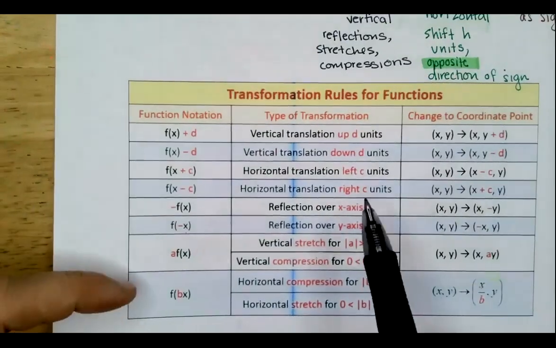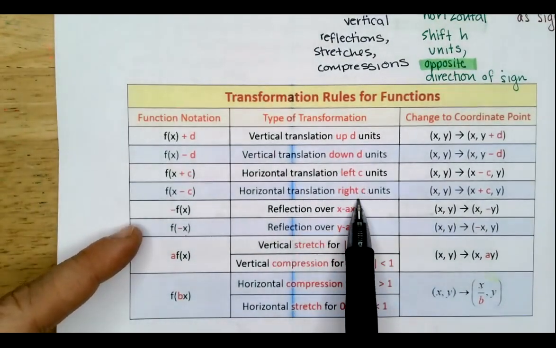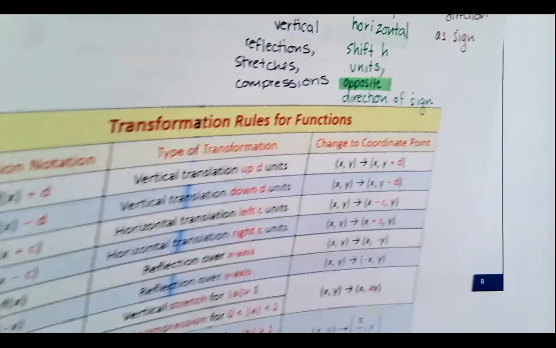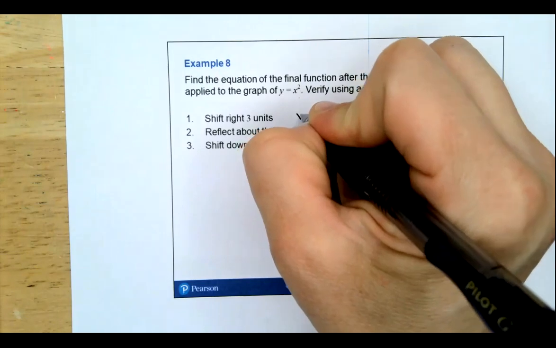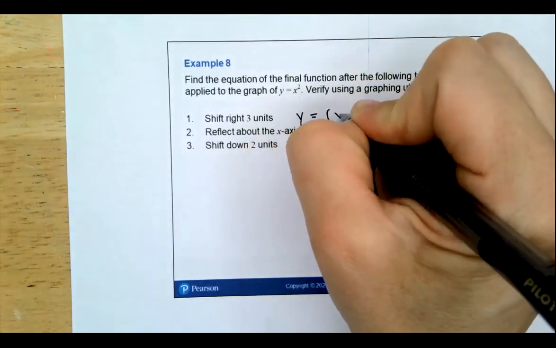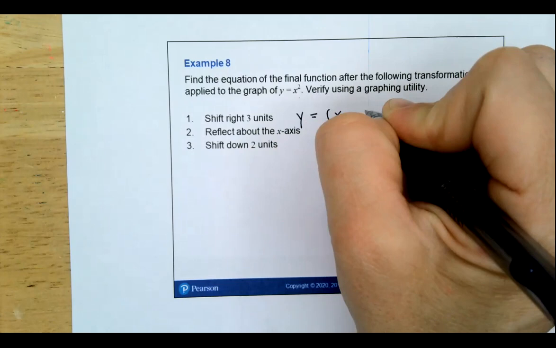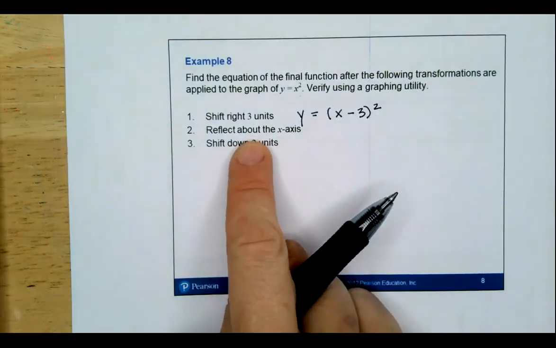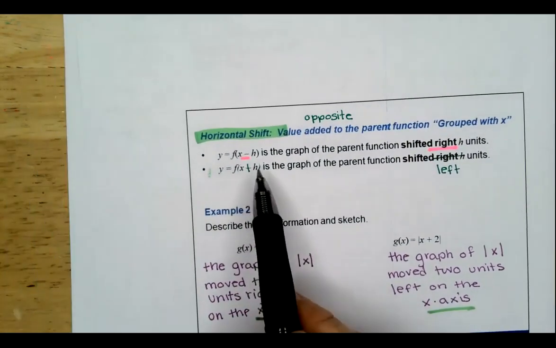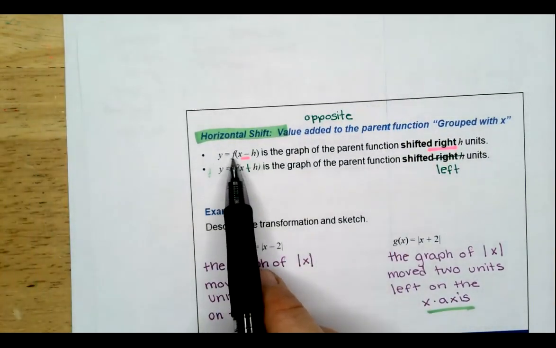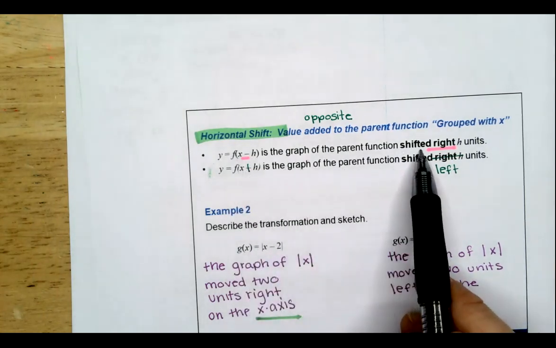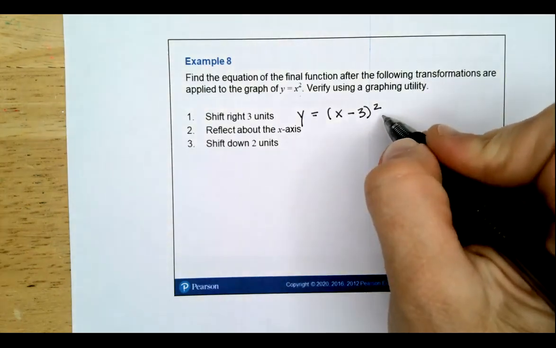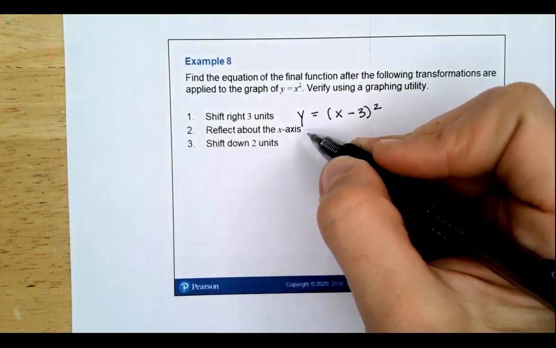Shift right 3 units. Shift right 3 units means we're going to put a -3 inside the parentheses. So that's going to become y equals (x minus 3) squared. Shifted right 3 units. y equals f of (x minus h) is the graph of the parent function shifted right h units. Okay, that works. So that's shifted right 3 units, reflected about the x-axis.